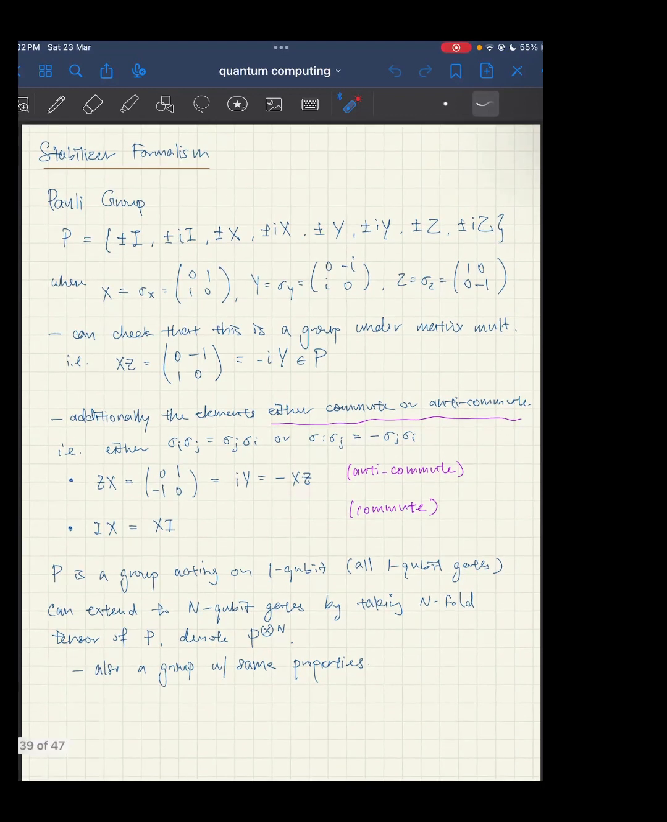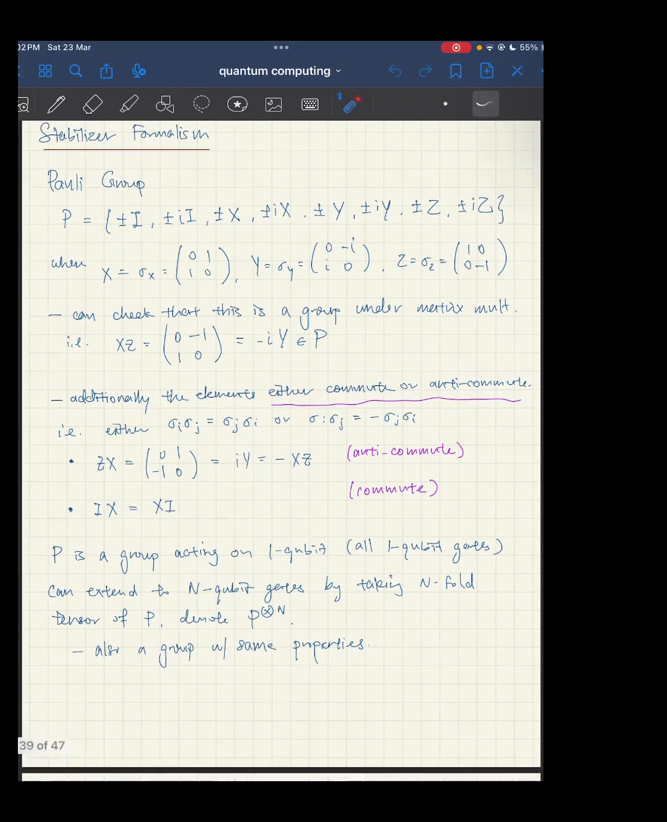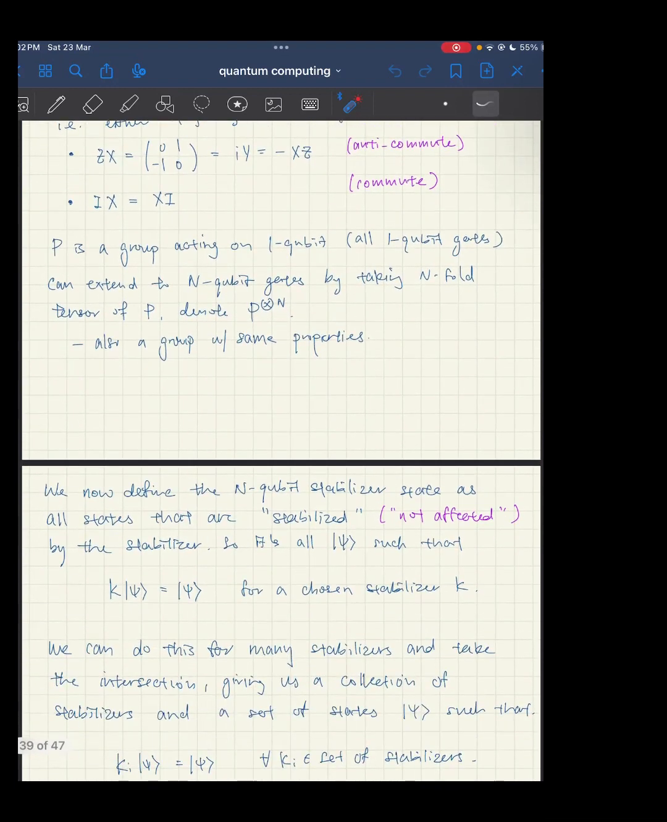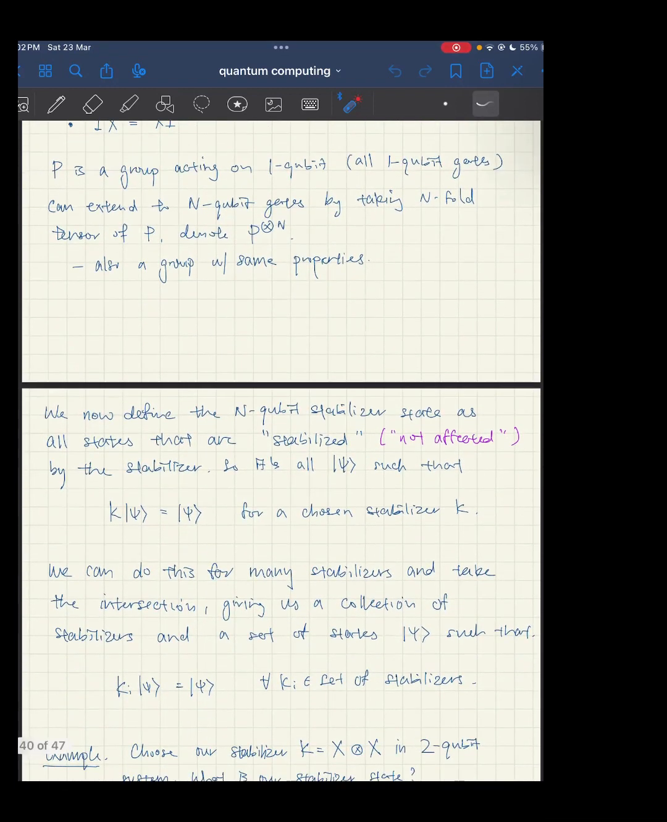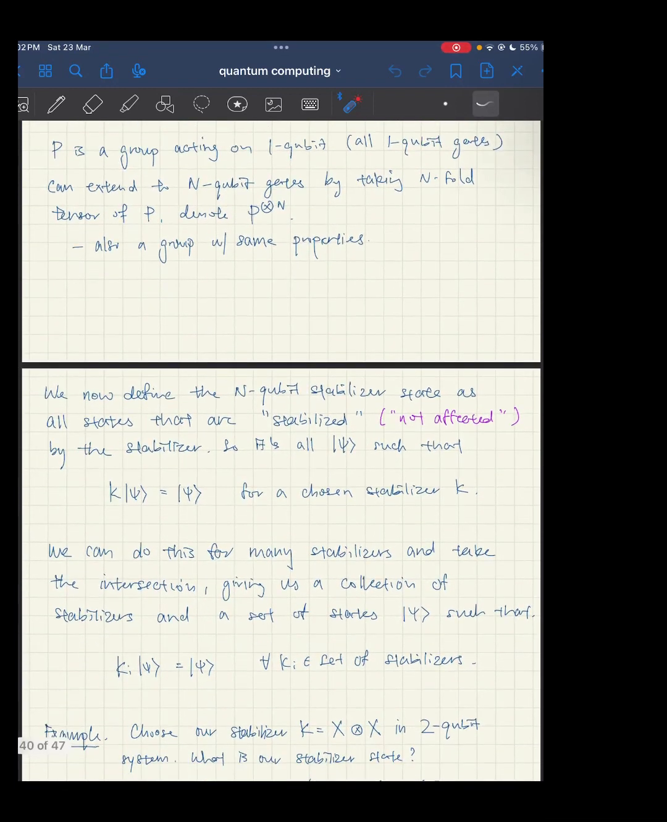And this is basically a group with the same properties, right? In particular, they have the property where the elements either commute or they anti-commute, right? And this will turn out to be very useful later on. Now, what is a stabilizer, right? We will now define what a stabilizer is.